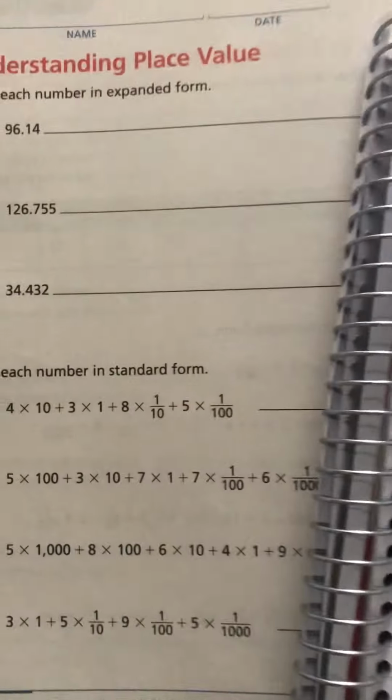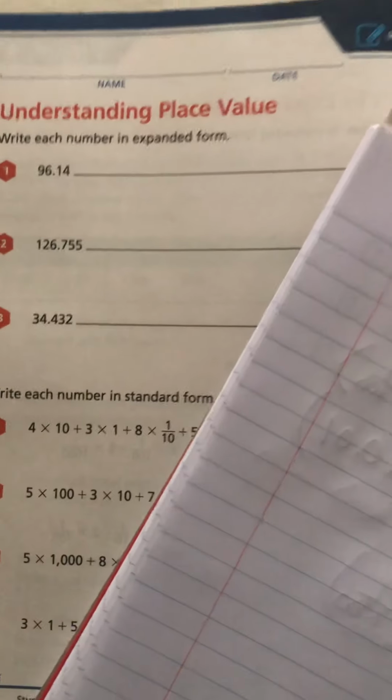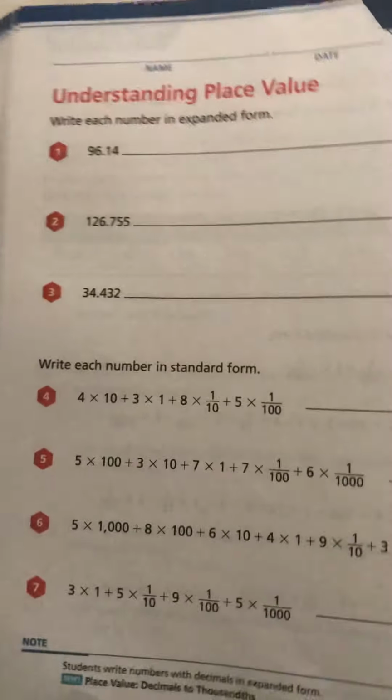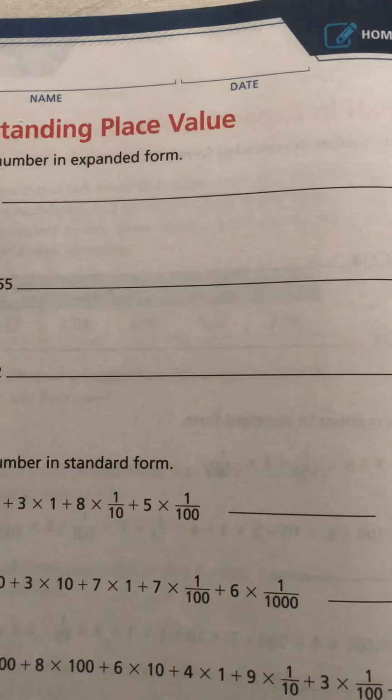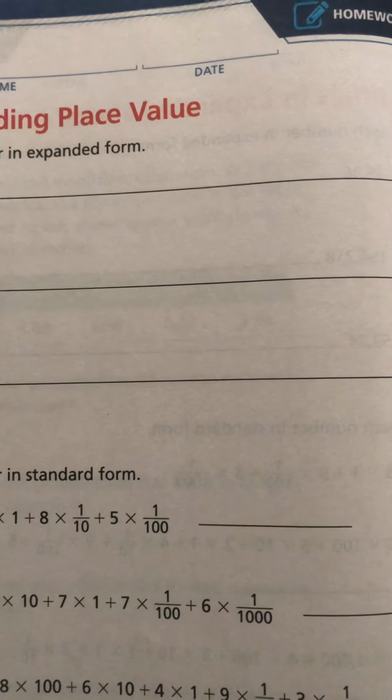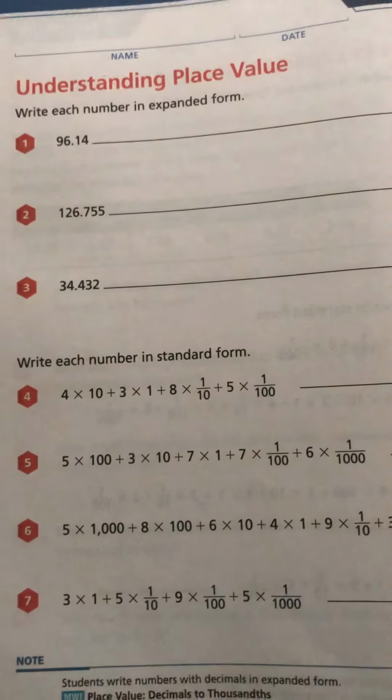This one says understand place value again. So again, you're doing the same thing. Remember place value chart. So this is 416. So 96 and 14 hundredths, standard to expanded.